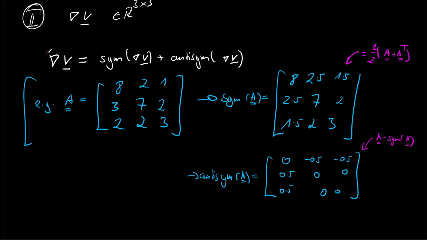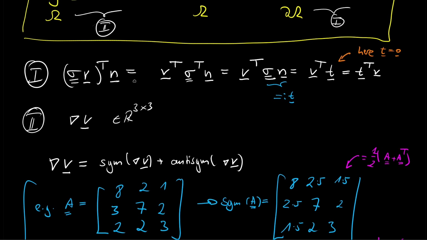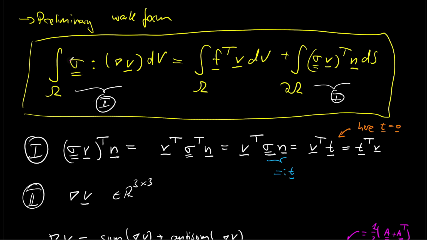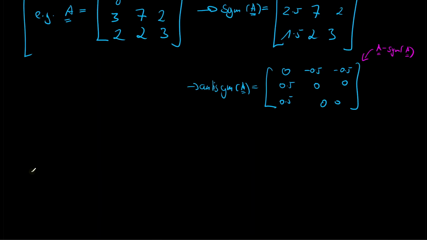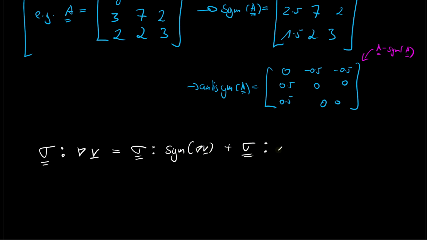Why did I do that? Because now we can go one step further and look at the contraction that we do here with sigma and the gradient of v. So let's go into the next step and continue with our original integral, where we had that sigma is double contracted with the gradient of v. Well, this is then nothing else than sigma double contracted with the symmetric part of the gradient of v plus sigma double contracted with the anti-symmetric part of the gradient of v.